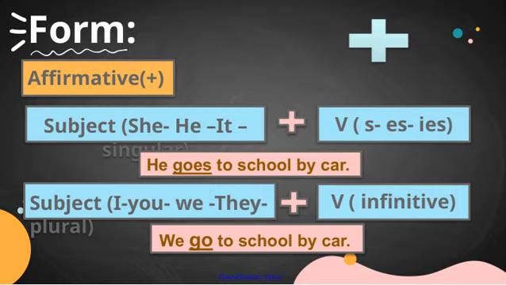So the main points are, for subjects like I, you, we, they, we use the base form of the verb, which is go. But for subjects like she, he, or it, we add an "s", "es", or "y's" to the verb. Understanding these rules helps us form correct sentences when talking about routines or habits, like how we go to school. It's a simple pattern that applies to many verbs, not just to go, and is essential for clear communication.